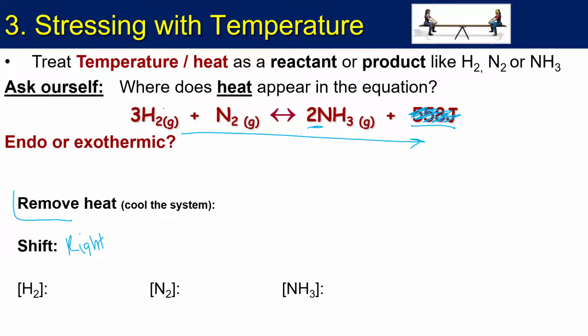So what does that mean for our reactants and products? Well, if we're making this, it means we need this and this to be used to go create it. So my H2 in the system now goes down because I used it to make NH3, and so does my N2. My NH3 we just created, it now goes up.